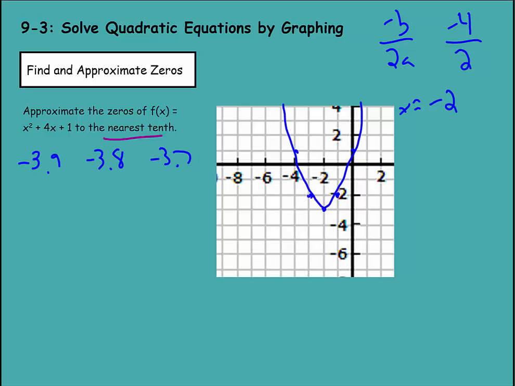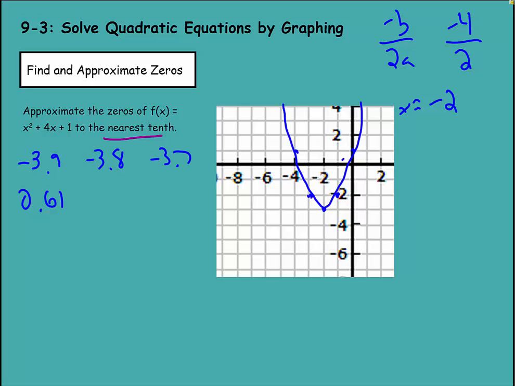So I'm actually going to need a calculator to find the answer for these ones here. When x is negative 3.9, how close are we going to be to 0? Whichever one of these is the closest to 0, or if I need to keep going to get closer to 0, that will be the closest answer. So if I plug in negative 3.9 for x and solve that out, that's going to give us an answer of 0.61. That's pretty close to 0, but let's see if we can get closer.